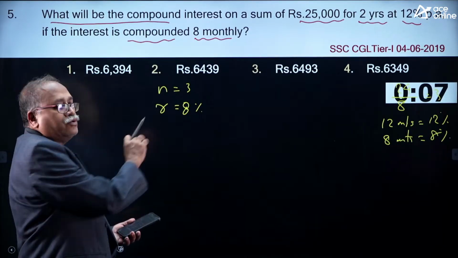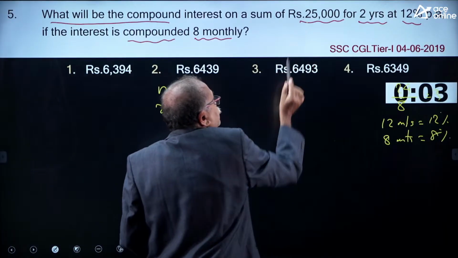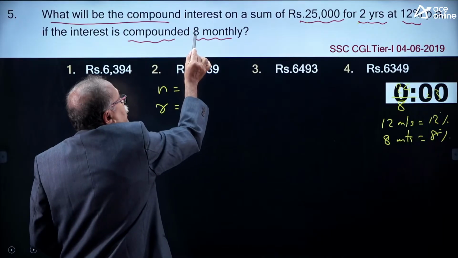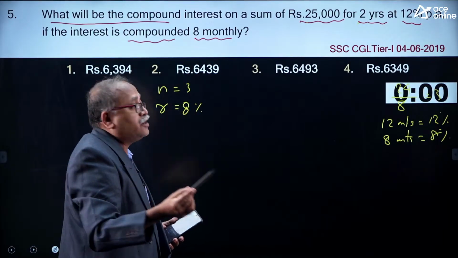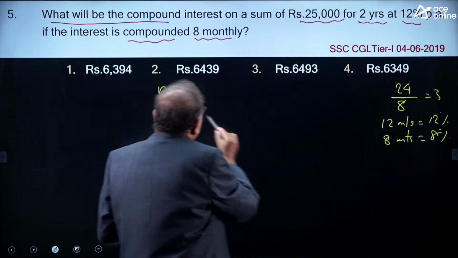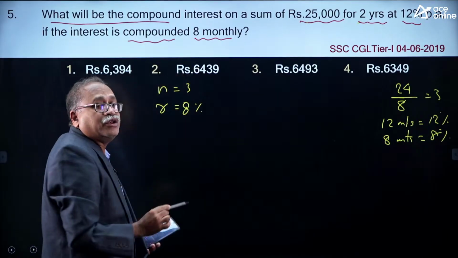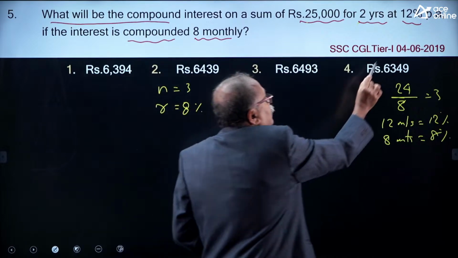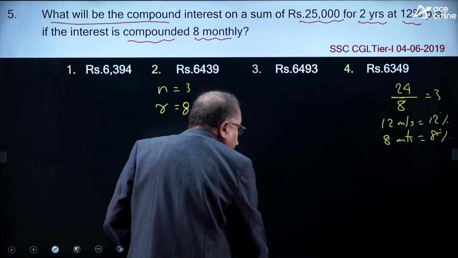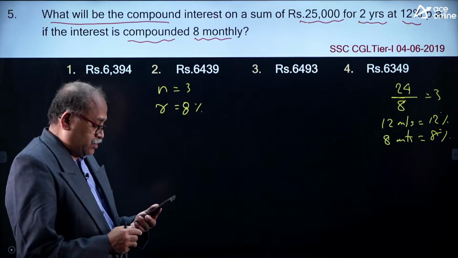So, I gave the clue here. Here the principal will remain same, 25,000. The time is 2 years, but the compounding is every 8 months. So, how many 8 months are there in 24 months? That is 3. So, n will be 3, and the rate of interest should be taken for 8 months. For 12 months 12%, for 8 months it is 8%. That's all.